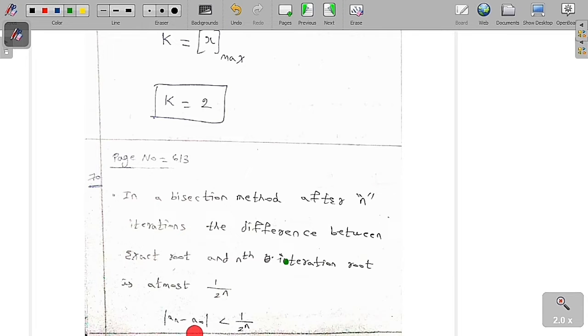The magnitude of a_n minus a_0 is less than or equal to 1 by 2 to the power of n, where a_n is the nth iteration root and a_0 is the exact root. So n is the nth iteration. After that, we are going to do the substitution.